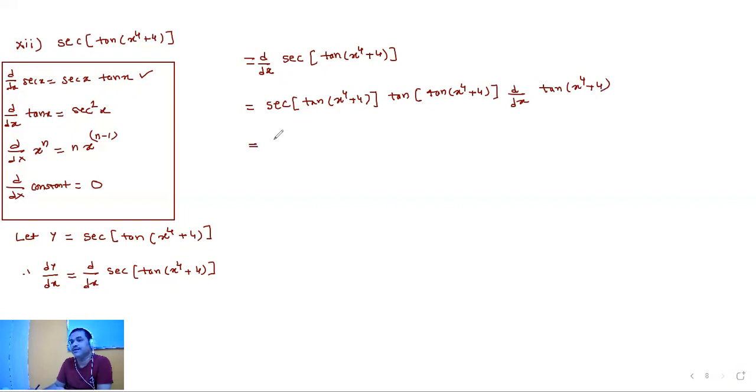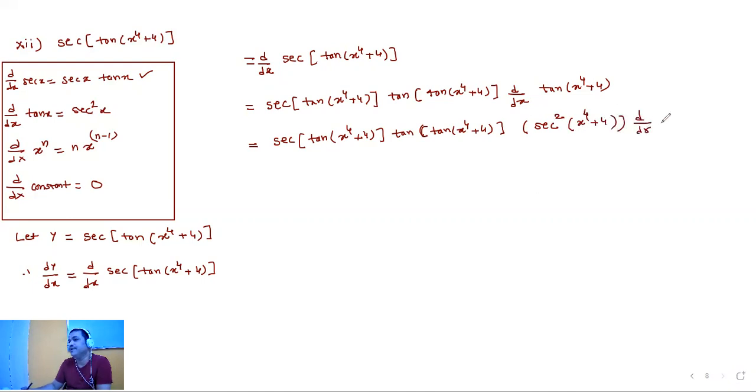So now this will become sec of tan of x raised to 4 plus 4. The derivative of tan x is basically sec square x. So it is sec square of f of x, and then we'll take the derivative of the function f of x. So now this will be tan theta, derivative sec square theta. So sec square of x raised to 4 plus 4. And then we'll take the derivative of x raised to 4 plus 4.